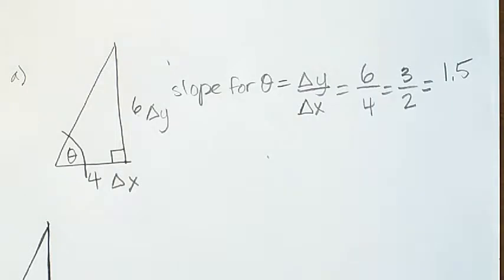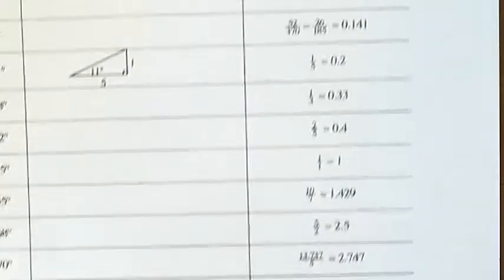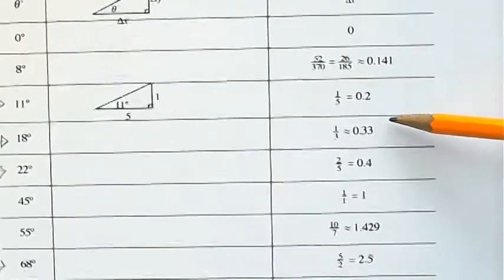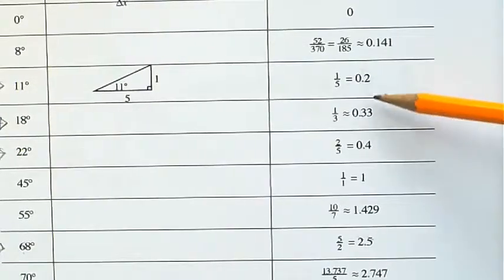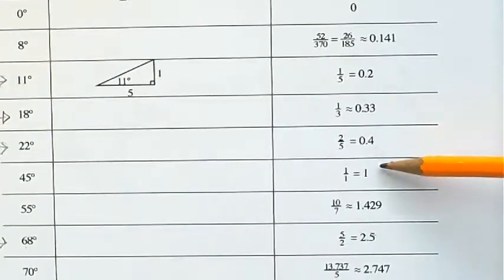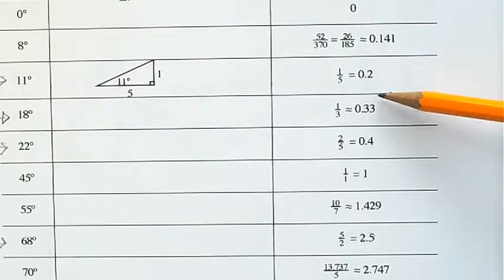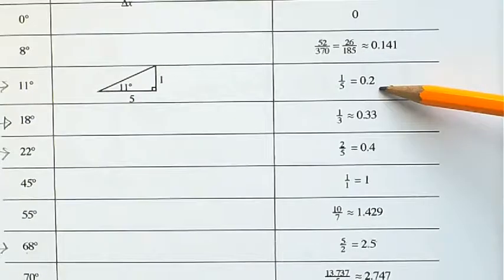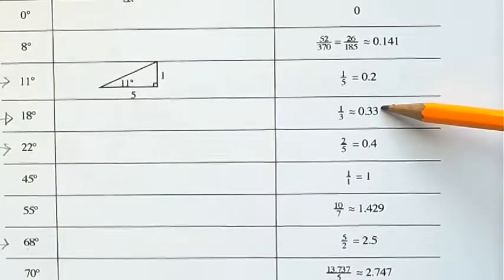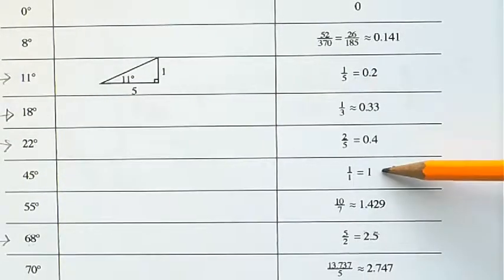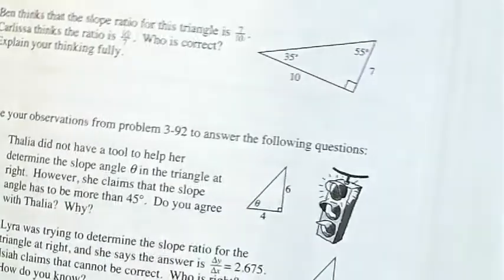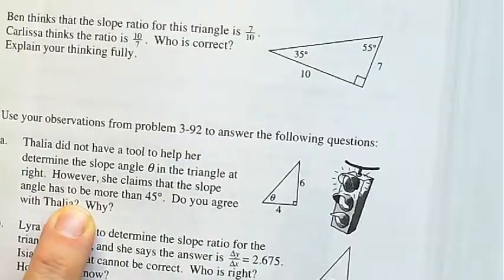So she says the angle has to be more than 45 degrees. Well, if you look at your trig table graphic organizer, you should have noticed that all of the slopes for angles that are less than 45 degrees are less than 1. The slope of 8 is 0.141, slope of 11 is 0.2, 18 is 0.3, 22.4, and then you get to 45 degrees, and that was 1 over 1. So she is saying that the slope angle has to be more than 45 degrees.